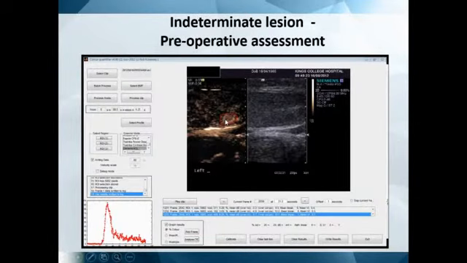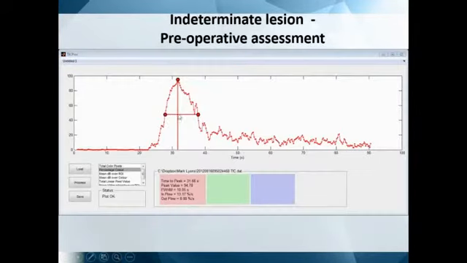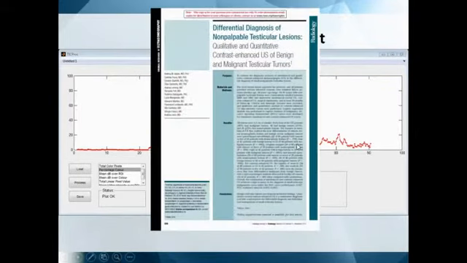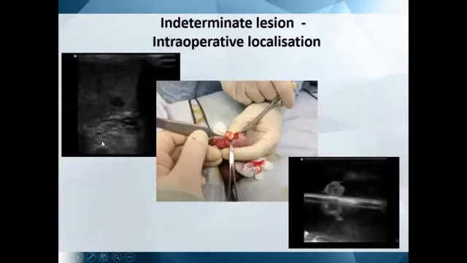Let's offer this patient testes sparing surgery. So we put it through the software program, look at the enhancement pattern of the contrast, look at the various parameters to make sure we're not just eyeballing it, but we have a quantitative measure. And this has been repeated by Dr. Cantisani's group in Rome, looking at differential diagnosis of non-palpable lesions using contrast enhanced ultrasound.